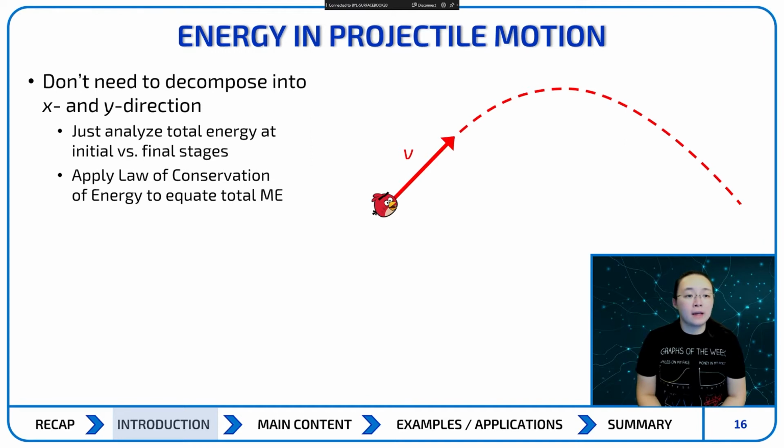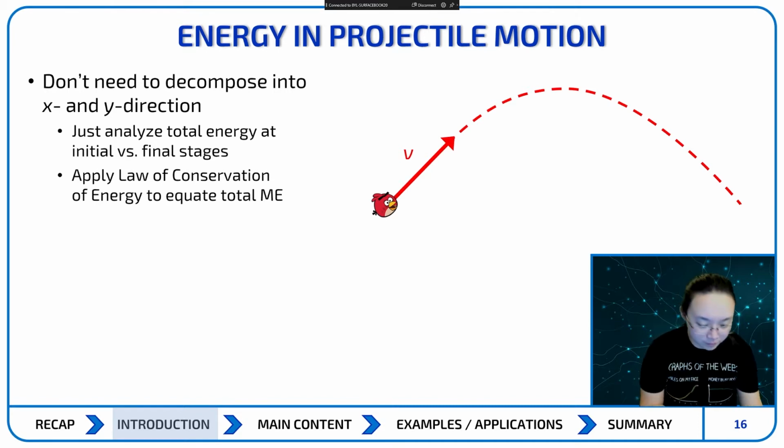So now we can analyze energy in projectile motion, and it makes things a lot easier if we don't have to decompose things into the x and y direction. All we have to analyze is the total energy at the initial and final stages. So knowing the magnitude of velocity is much more important than decomposing it into its horizontal and vertical velocities. Once you have the initial and final velocities and the initial and final heights of your system, then you'll be able to apply the law of conservation of energy and solve for the variable that you're looking for.